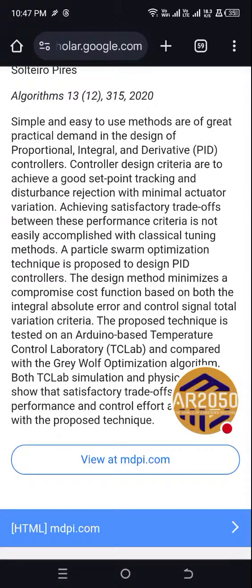Anyways, achieving a satisfactory trade-off between these performance criteria is not easily accomplished with the classical tuning methods. Yes, the main problem with the PID and other things is getting a good tuning for your system. I think that's what they are going to handle with the swarm. A particle swarm optimization technique is supposed to design a PID controller. This design method minimizes a compromised cost function based on both the integral absolute error and control signal total variation criteria.